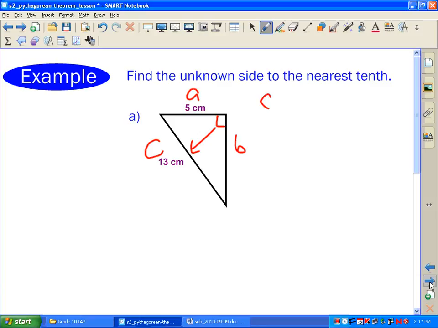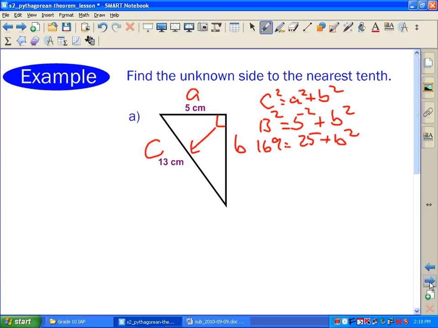So, C squared equals A squared plus B squared. C is 13, so 13 squared is A squared, so that's 5 squared plus B squared. 13 squared is 169. 5 squared is 25, and that's just B squared.